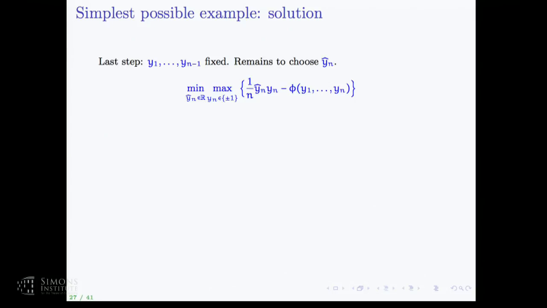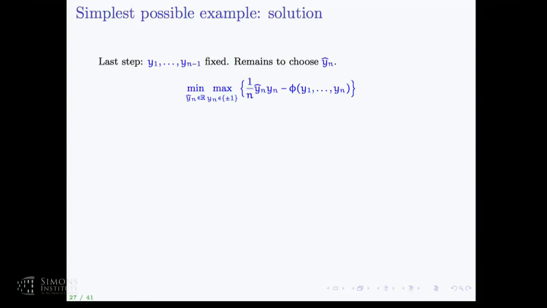So the only thing is, it remains to choose the y hat n, right? And if this were an indicator loss, you would choose a mixed strategy. But because it's a linear loss, you can show that it's enough to have a deterministic choice, okay? So now you have a min max, right? So you have to choose a prediction such that for any outcome, you control the loss minus this phi function, right?